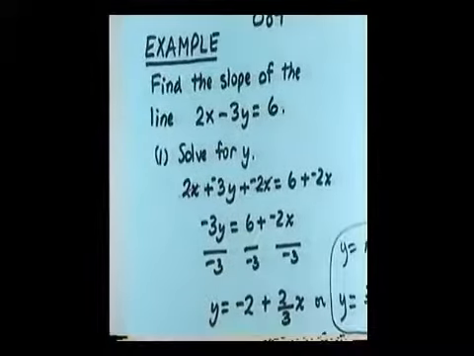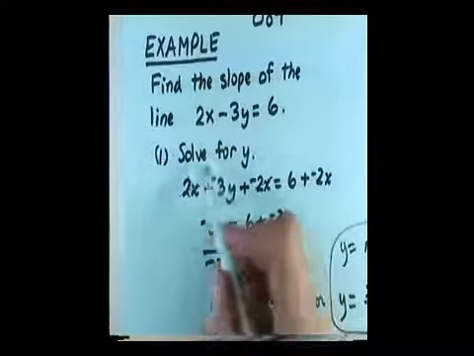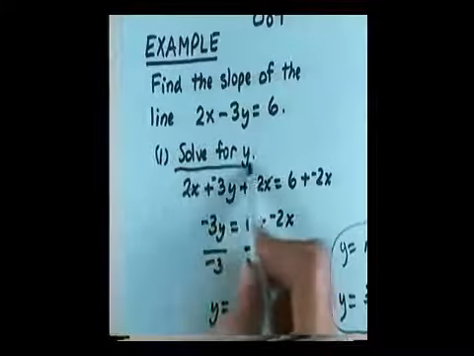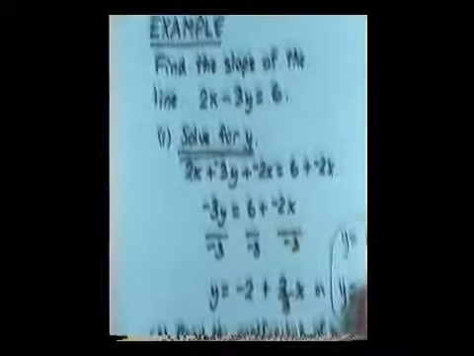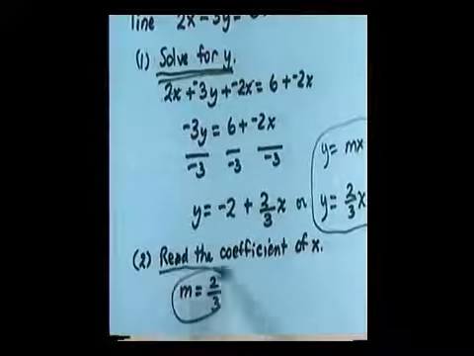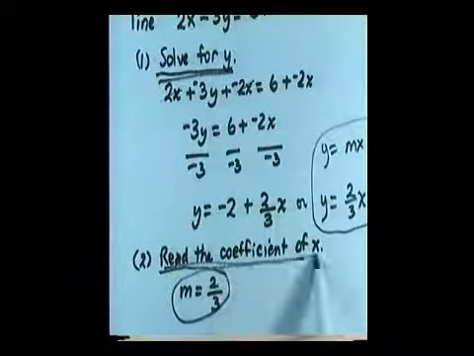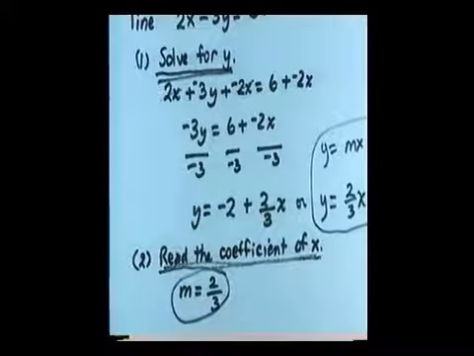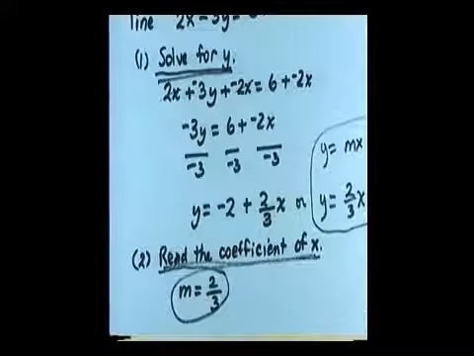Now let's review what we do to find the slope of the line. To find the slope of the line, all we must do is solve for y and then read the coefficient of x. So that's all you need to do. Solve for y and read the coefficient of x.